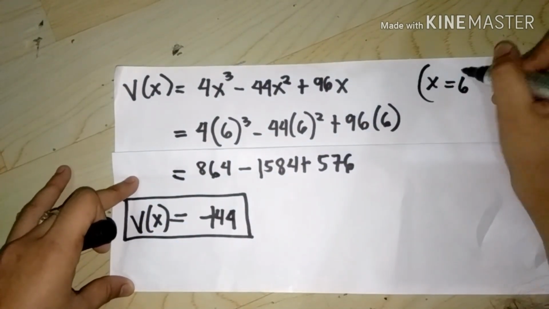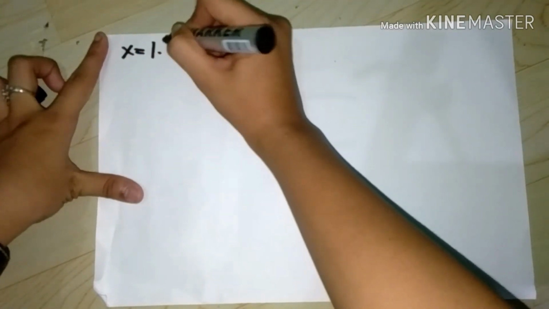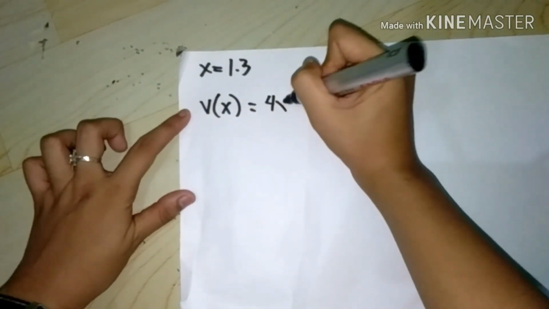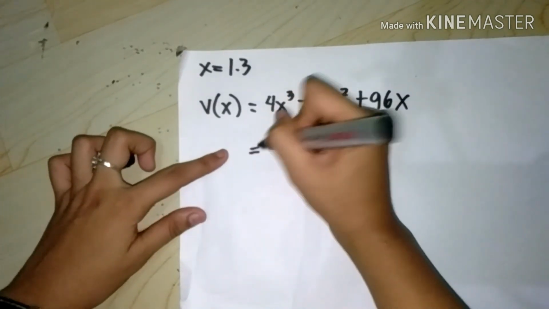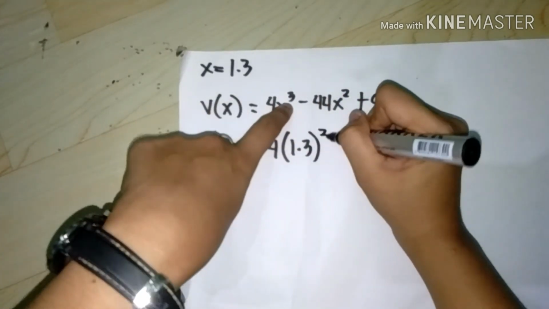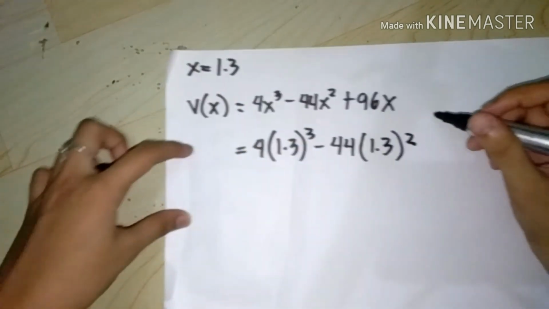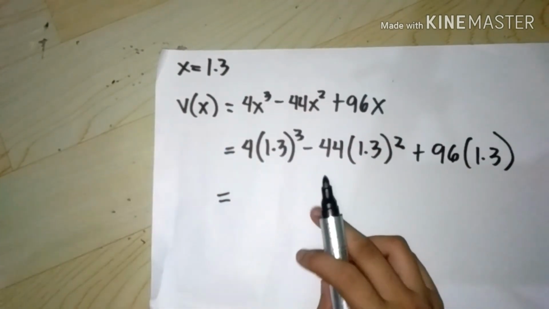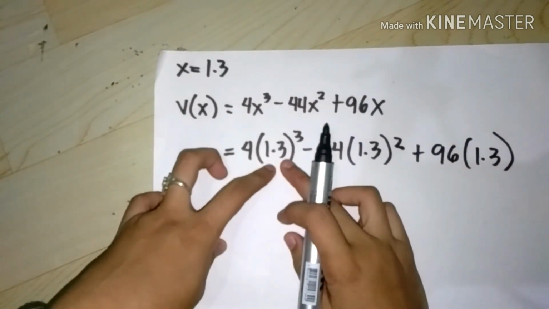Then we proceed to x equals 1.3. So let's use the function 4x cubed minus 44x squared plus 96x. Our x is 1.3, so we have 4 times 1.3 cubed, minus 44 times 1.3 squared, plus 96 times 1.3.